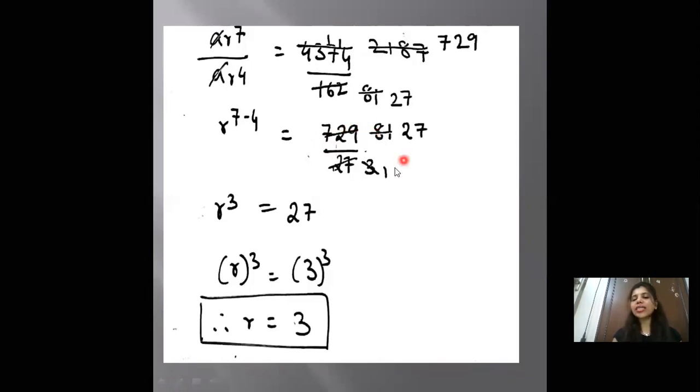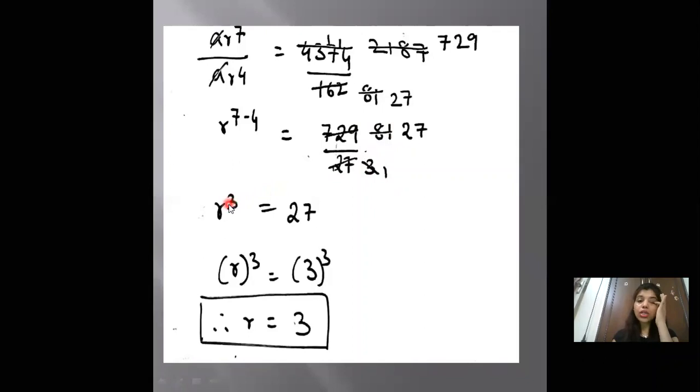9 8s are 72, 9 1s are 9. So you got 81, 9 3s are 27. Now you can see 81, as 8 plus 1 is 9, can be divided by 3. So 3 1s are 3, 3 2s are 6, 2 carry over, 3 7s are 21. So now you have got 27.